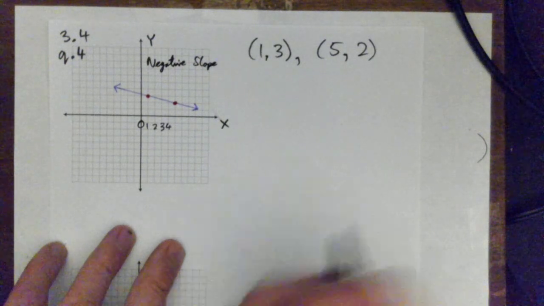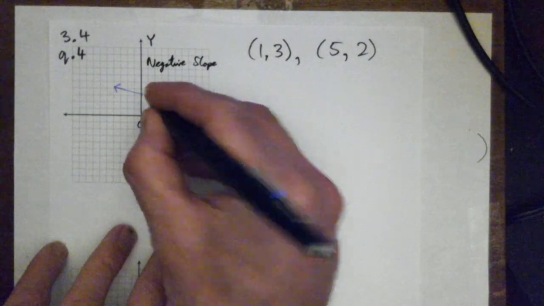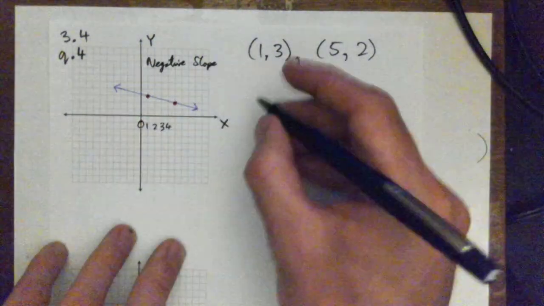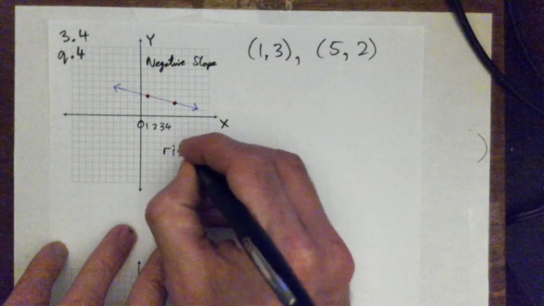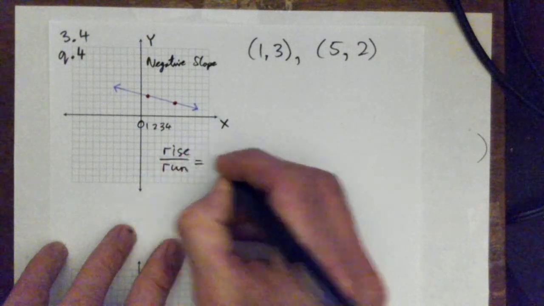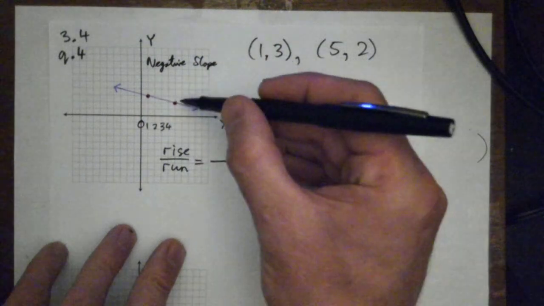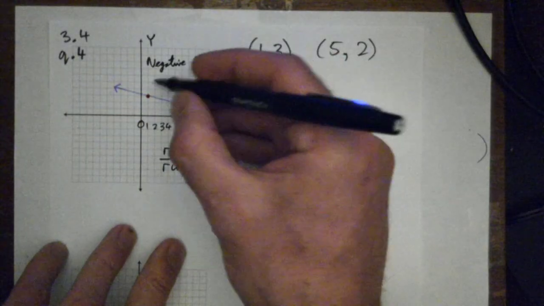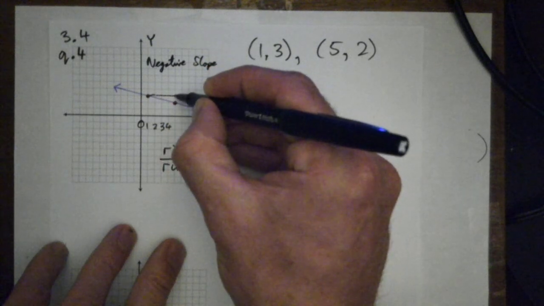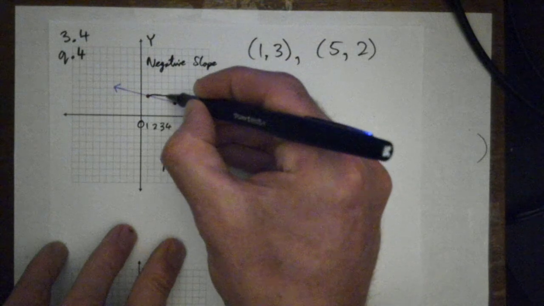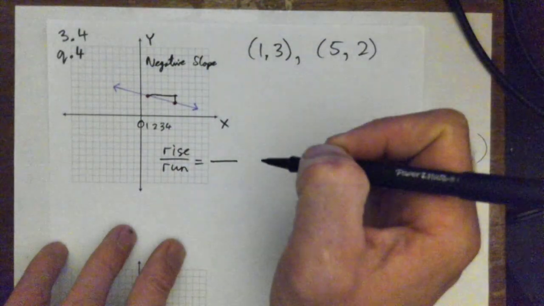I'm just going to do the graph actually, because if I start at this point and I go to this point, I'm going to figure out my rise over run, right? So you just write down rise over run equals. We always start on the left and we go to the right. So if I start here and I go across, and then to get to this point, I'm going to go down. The distance I go across, that's the run. The distance I go down, that's the rise.